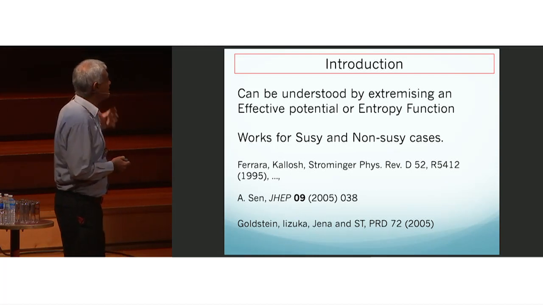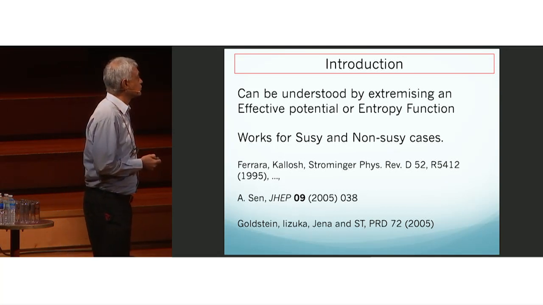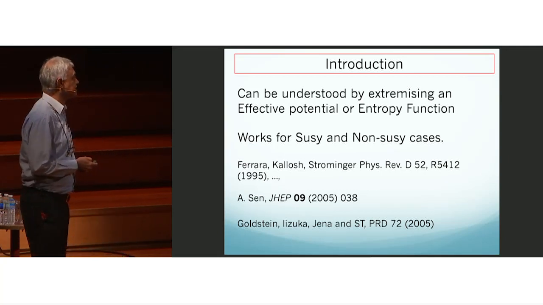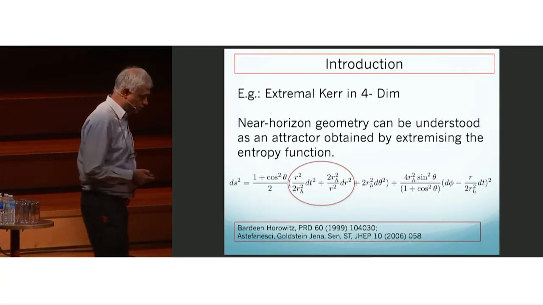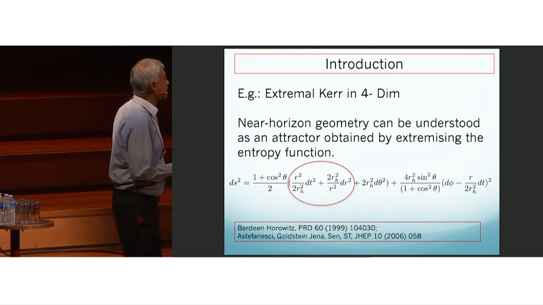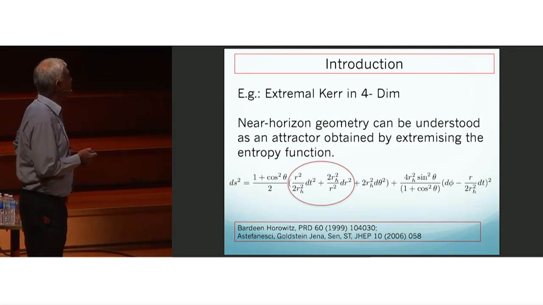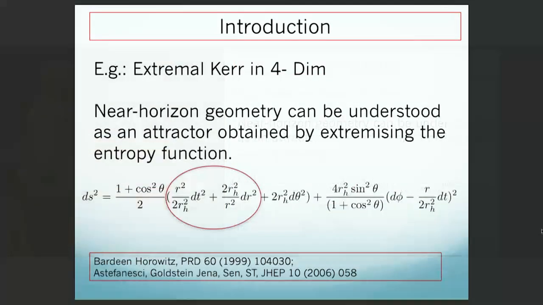And the phenomenon can be understood on the basis of an effective potential, or as explained by Ashok very elegantly, by extremizing an entropy function. And it works both for non-rotating spherically symmetric and rotating black holes as well. Here is, for example, the near horizon metric of the extremal Kerr black hole in 4 dimensions. And if I give you a moment or two to think about it, this is an AdS2 factor, except it's really a warped AdS2 because the overall factor in front varies with the angular directions.